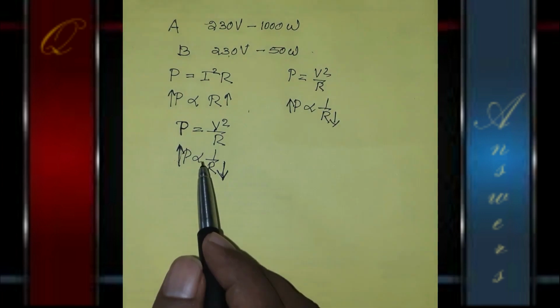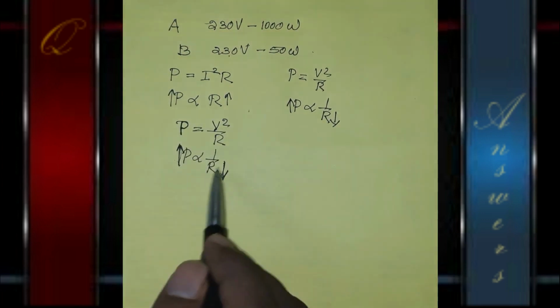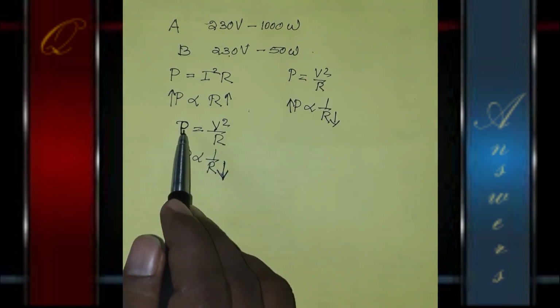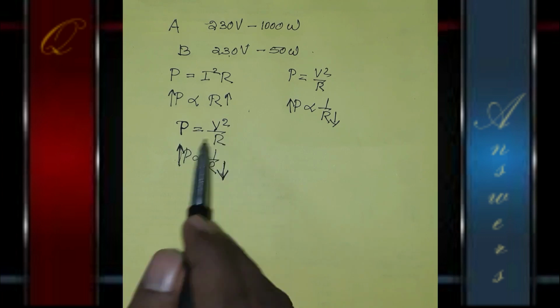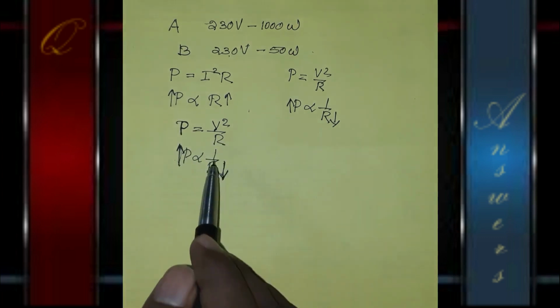The second question is about the resistance of the devices, and I have already explained it here. The rated power and resistance are connected by this equation. The device with more power will be having lower resistance.